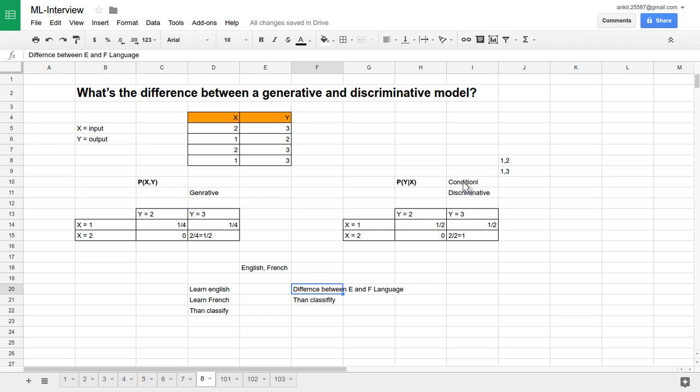So in a generative model, we individually learn about different samples and then classify, while in the case of a discriminative model, you straight away learn about the differences between those classes, and in this case the classes are the English language and the French language, and then immediately classify. So I hope you understand the generative and discriminative models, and I hope you enjoyed listening to this video.